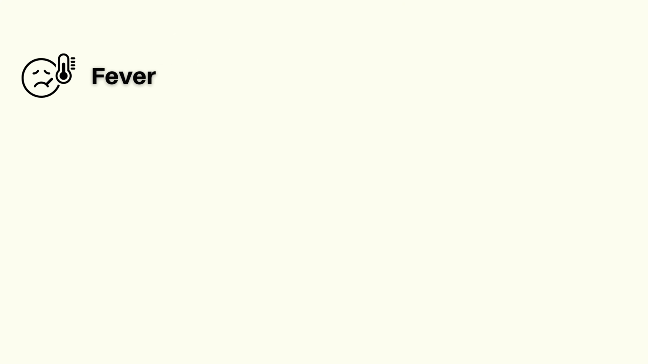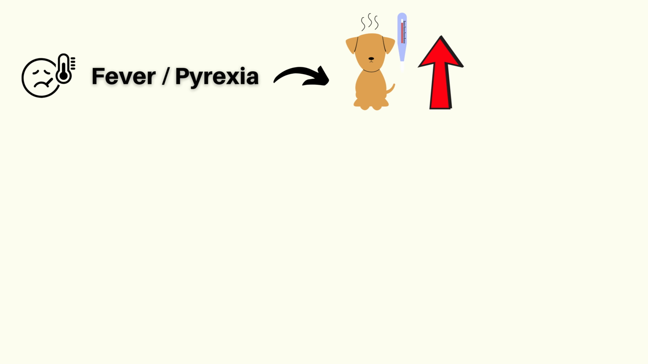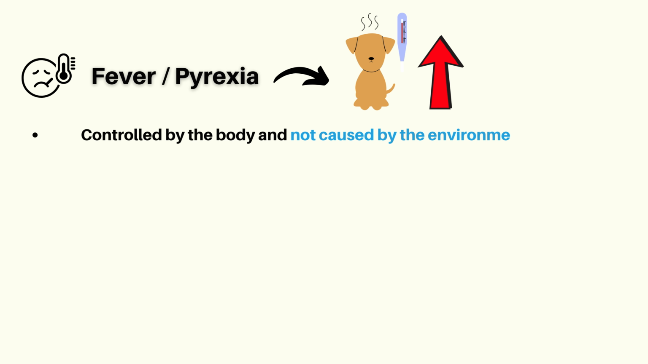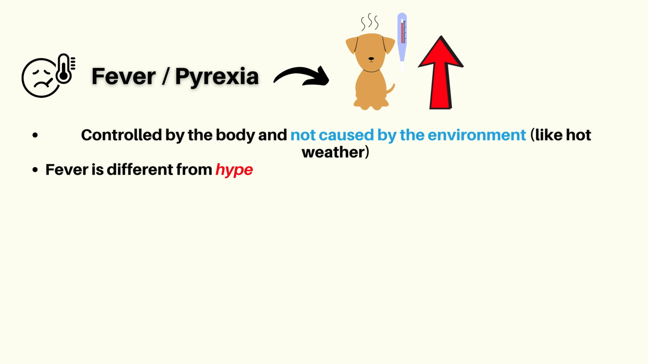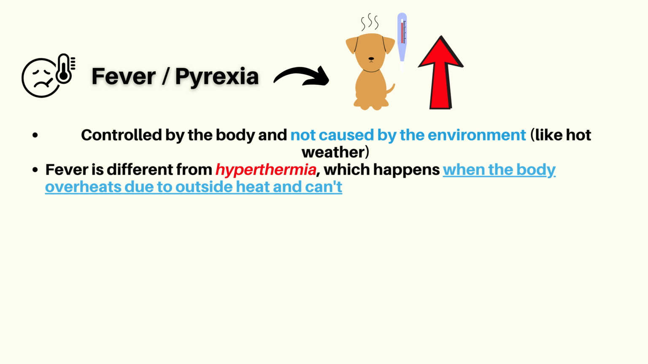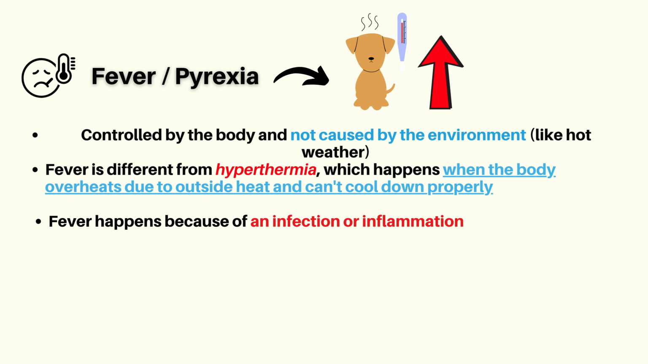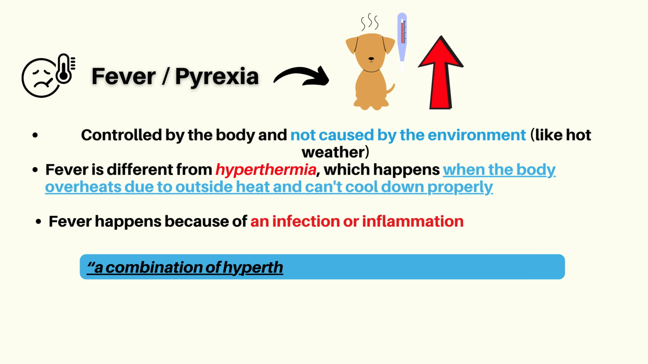Fever, also called pyrexia, is when the body temperature goes higher than normal. It is controlled by the body and not caused by the environment, like hot weather. Fever is different from hyperthermia, which happens when the body overheats due to outside heat and can't cool down properly. Fever happens because of an infection or inflammation, so it's like a combination of hyperthermia and infection or inflammation.